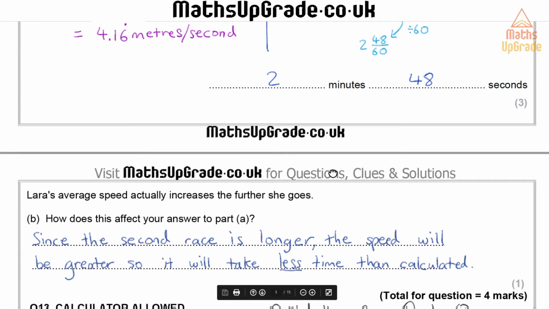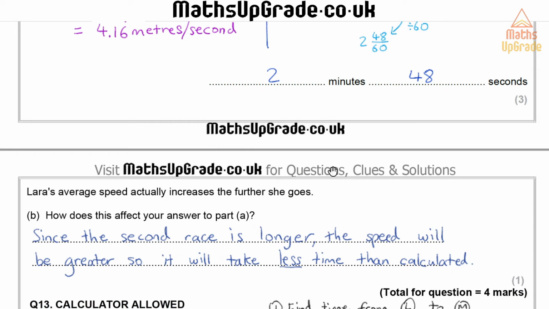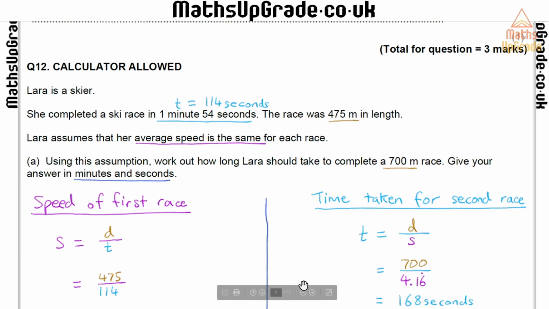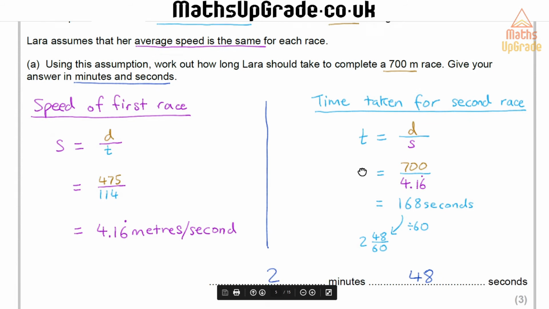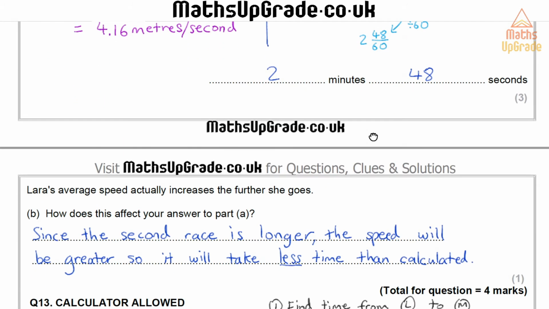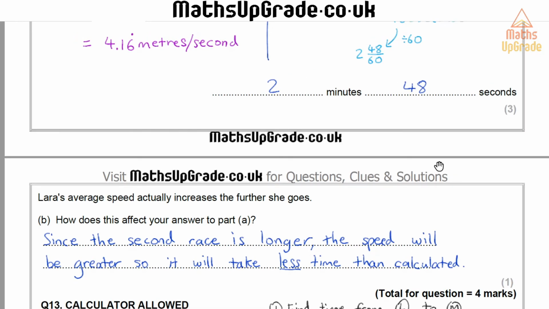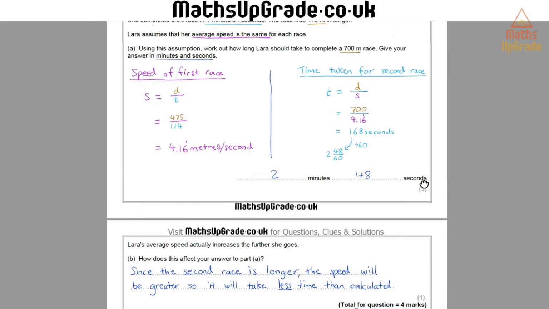The next part of the question states that her average speed actually increases the further she goes, because she gets faster and faster essentially. So how does it affect your answer to part A? Well, since the second race is longer, the speed will be greater. So it'll take less time. Because her average speed increases the further she goes, this second race was a much longer race than the first one. So her average speed will be greater. Therefore, it'll take her less time. It'll take her less than 2 minutes and 48 seconds. So the whole question there is worth 4 marks.